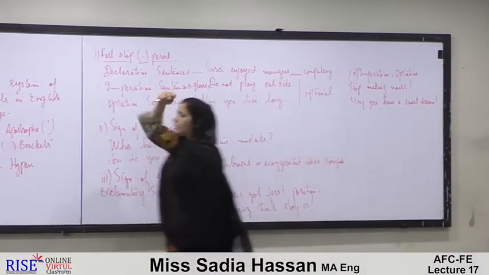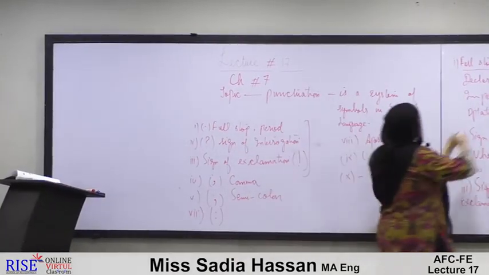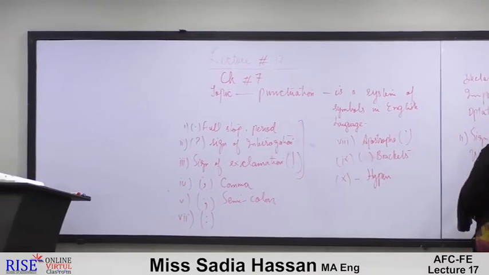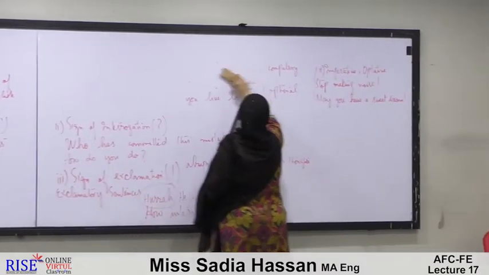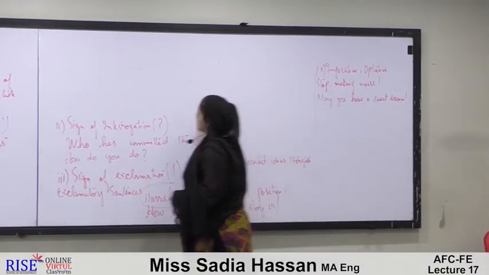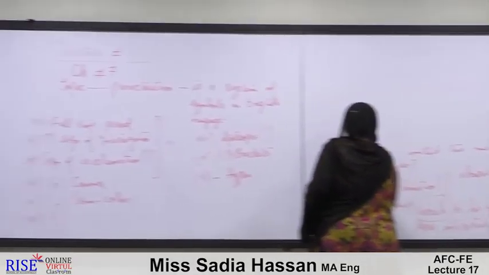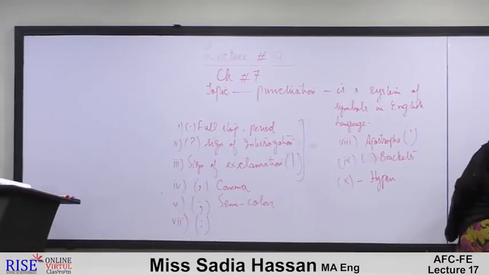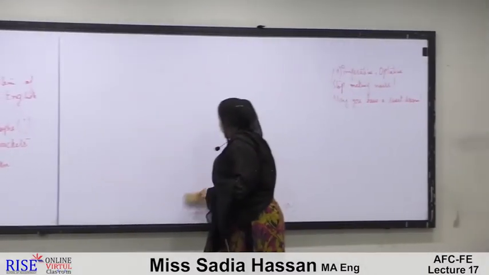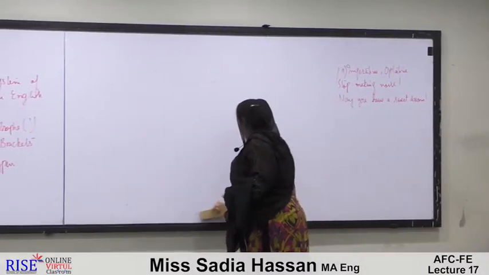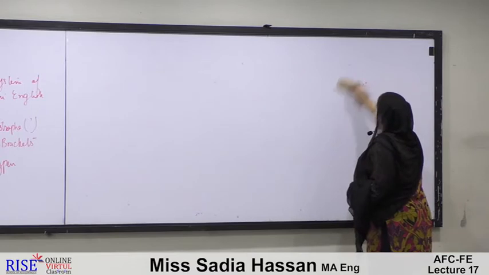Now we move on to the other punctuation marks. They're called pauses. And that includes three marks of punctuation. First of all, that is called comma. The second is called semicolon. And the third is called colon. And they are called pauses. In our communication, sometimes we need to give a gap in our statements and in our sentences so that the listener could hear them properly.